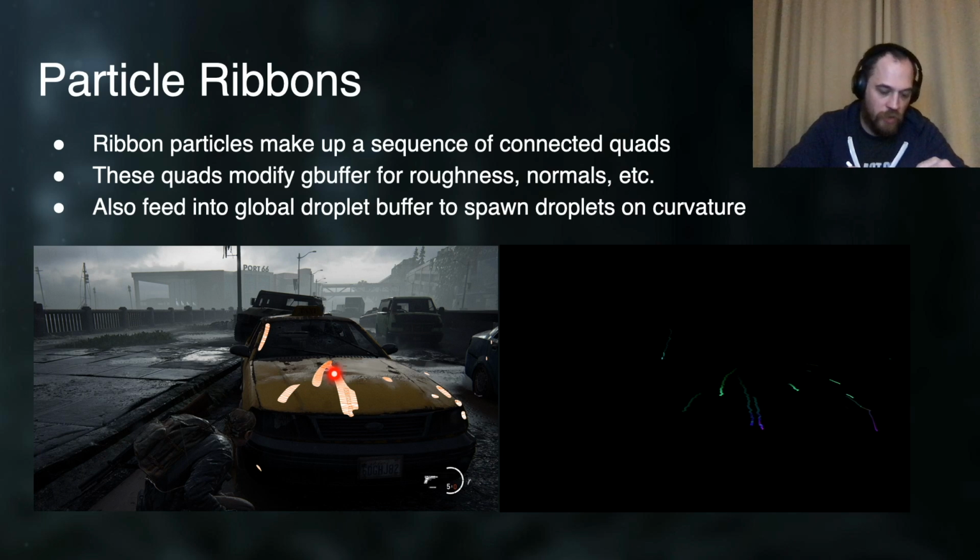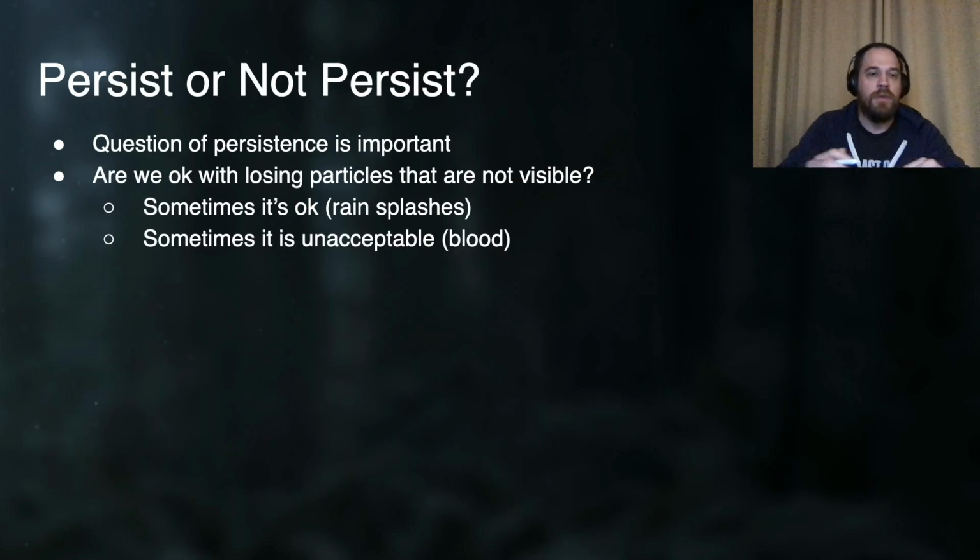Here's a little screenshot of a bunch of generated geometry, just a bunch of quads connected to each other. Yet we use them as a gbuffer decal to modify the roughness and the normals, specular normals we use for wetness, and that gives us the illusion of water drips on the surface. Really good. So the question then becomes: persist or not persist.